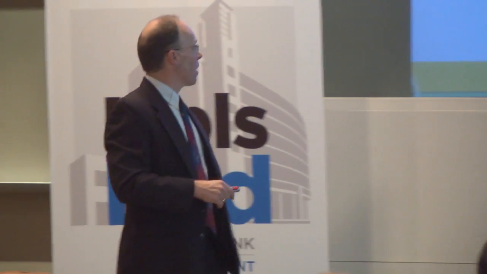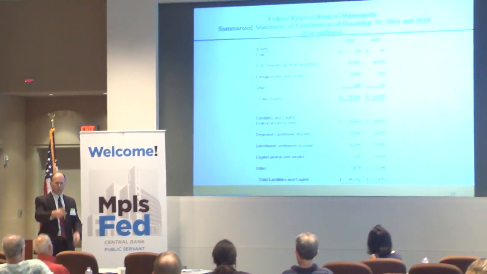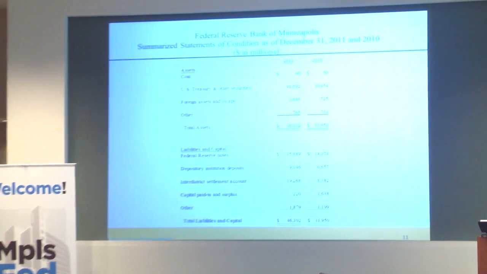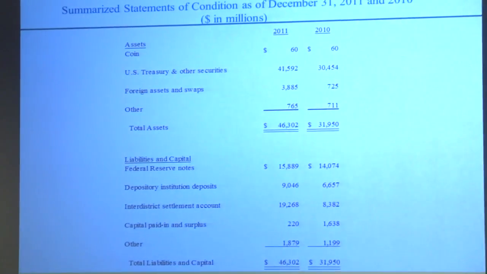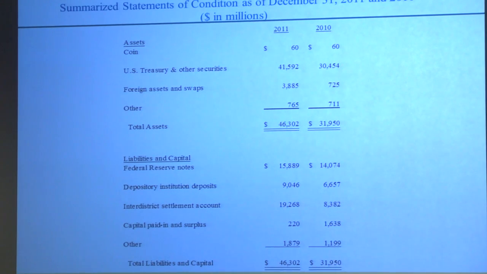Okay, a couple of other things to point out. You'll see that the next two assets, U.S. Treasury, these are the things off that graph that I talked about. These are the green things. So we've got U.S. Treasury securities and other securities. The other is the mortgage-backed securities. That's $41.5 billion on our balance sheet. It's 90% of our balance sheet there. And then the foreign assets and currency swaps are almost $4 billion on our balance sheet.